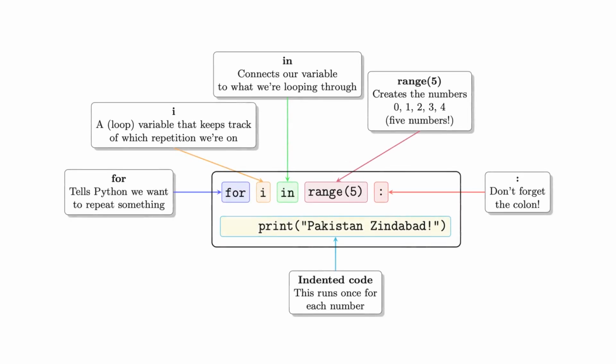Let's break down every part of this for loop. The word for tells Python we want to repeat something. The variable i keeps track of which repetition we're on. The word in connects our variable to what we're looping through.